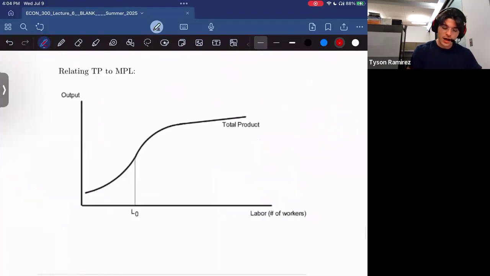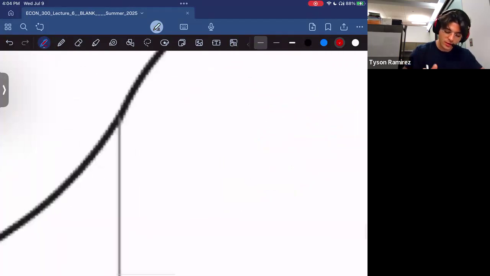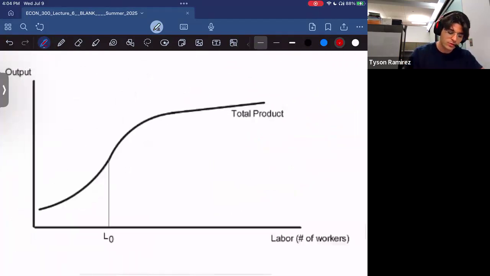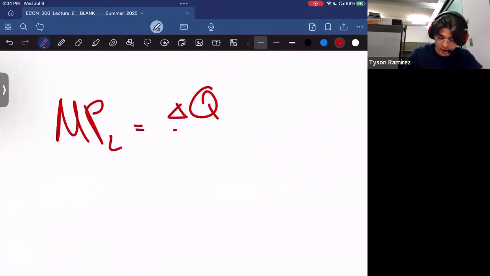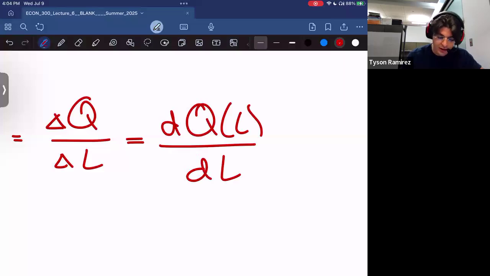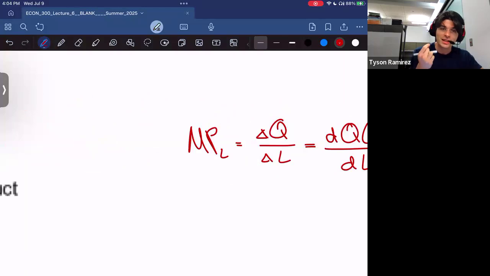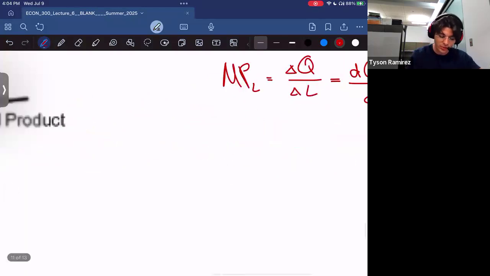On the other hand, how do we relate total product to marginal product? Well, this one is way easier, right? The marginal product of labor is quite simply the change in quantity with respect to change in labor, or we might say dQ as a function of L with respect to L. It's just the slope, the instantaneous rate of change. All right, it's just a derivative. It's just the slope at that very point.